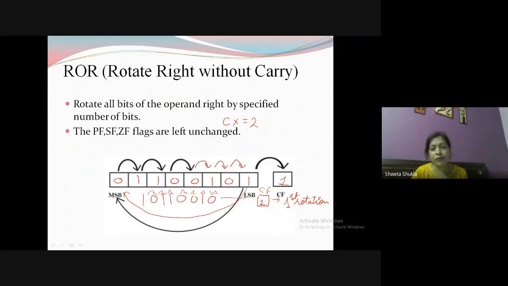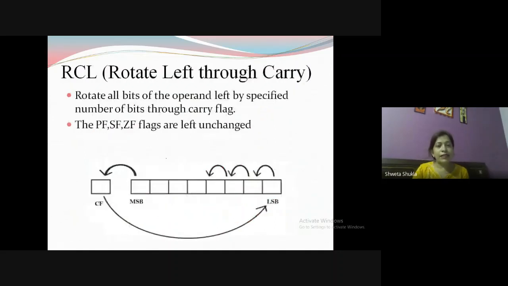And again it will move to the CF and also to the MSB. Remember this thing. Now what happens in case of ROL and ROR? These 3 flags are left unchanged and the rest of the flags will be changed according to the result. Remember? Now, the next instruction is RCL.